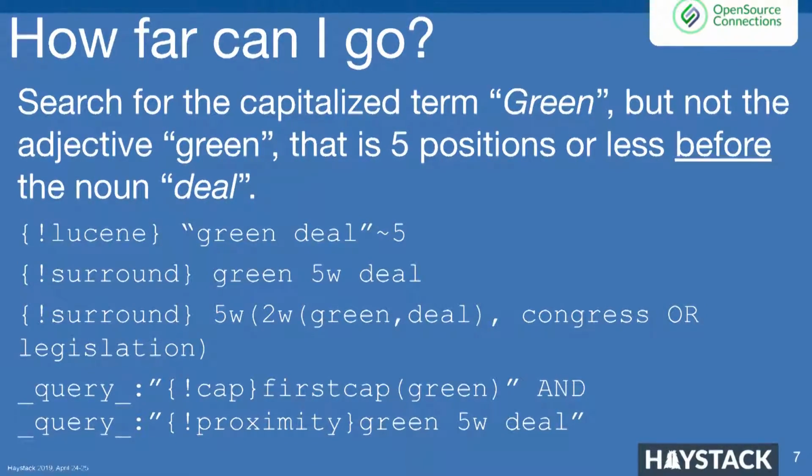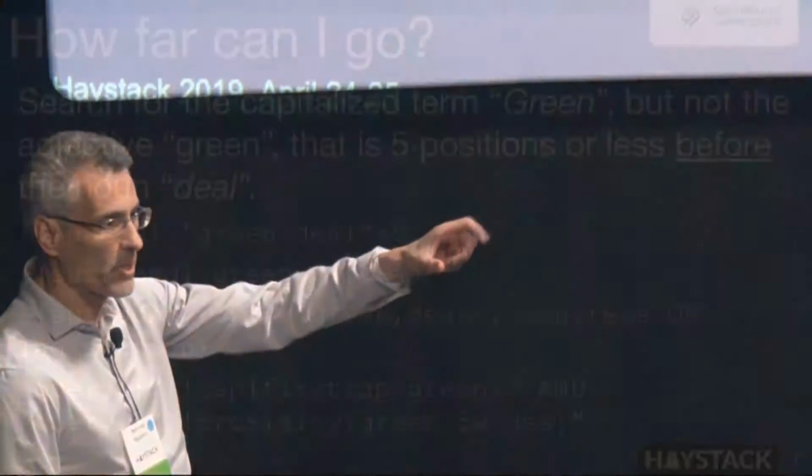The other thing that's cool about the surround query parser is that it's nestable, just like span queries in Lucene are nestable, which is an awesome capability. You can say span, and here I'm actually using the prefix notation. So span green deal within 2 positions of each other in order is within 5 positions of Congress or legislation. So I've got a pretty good amount of complexity here. I've got a nested span, and I'm also using essentially a Boolean sort of and of the other span, right?